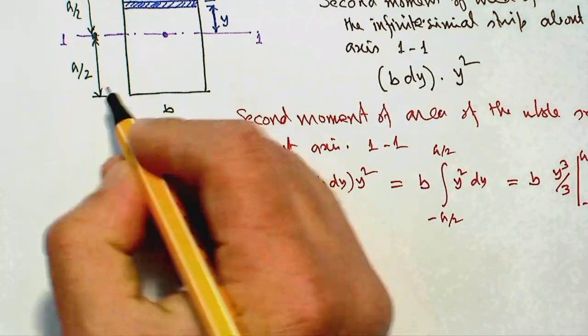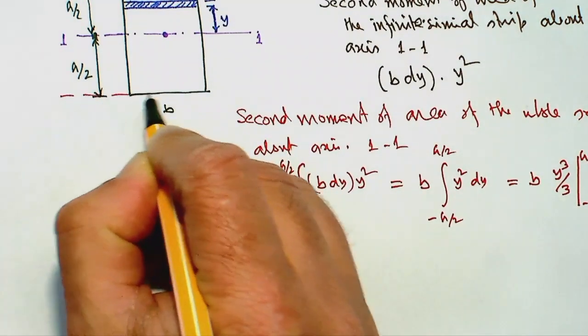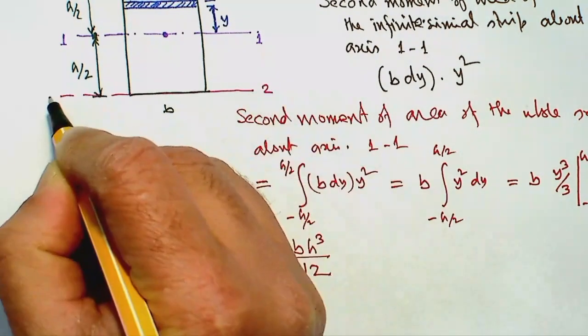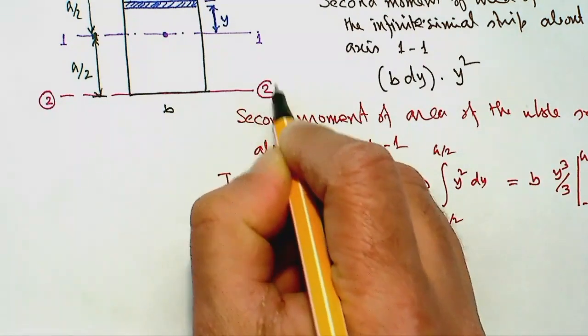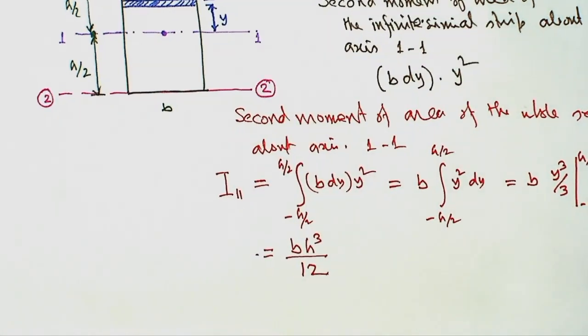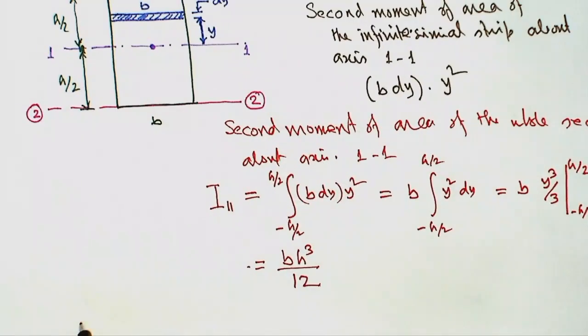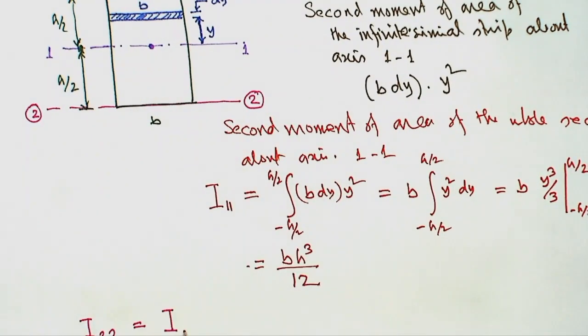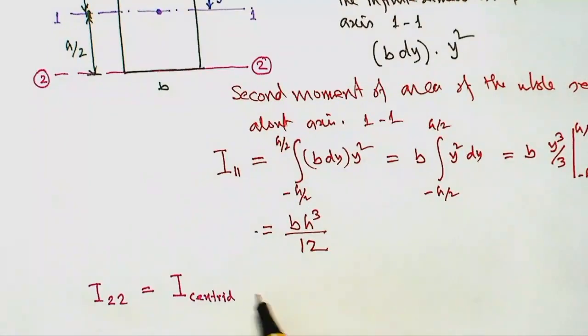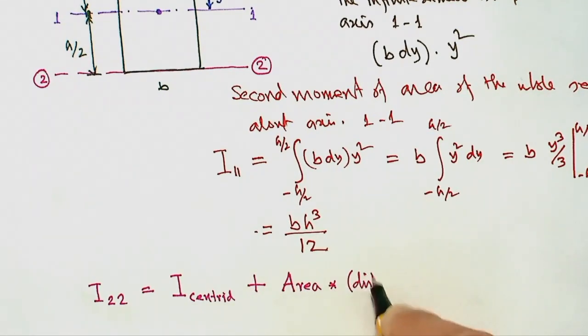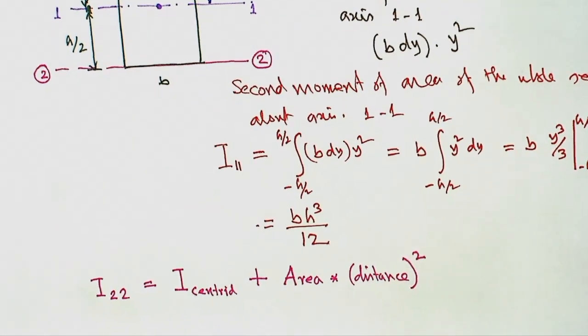about any other axis. Let's say I've got this rectangle. I now want to find out the second moment of area about this axis, 2, 2. So this theorem says that I22 will be I about its centroidal axis, plus the area of the cross section times the distance between the two axes squared.